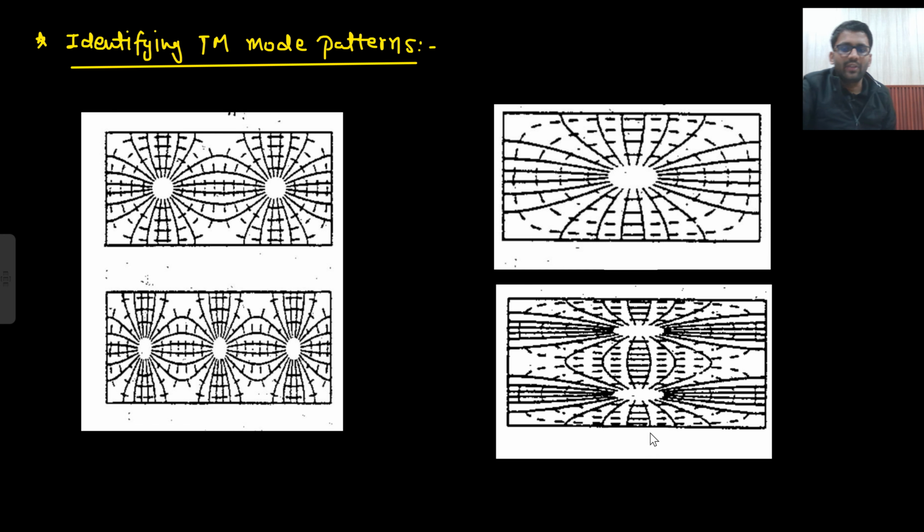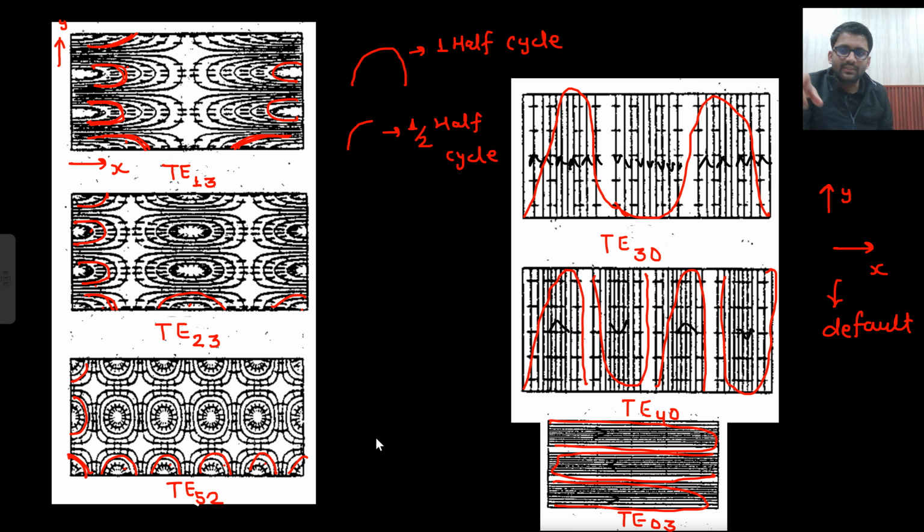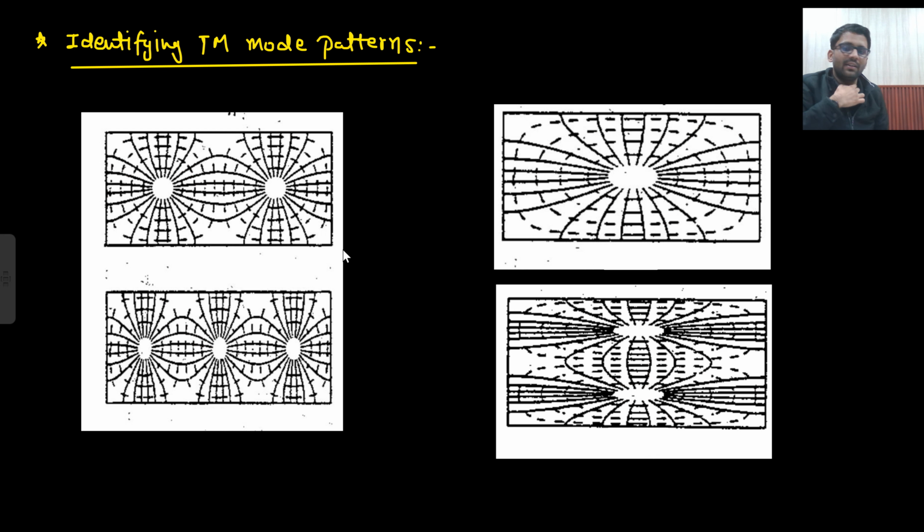Now we will start studying about TM mode patterns. TE mode patterns we already saw. Now first we will see how to differentiate between TE and TM. In TE mode patterns, you can directly see the number of half cycles. Here on y axis I can see 1, 2 and 3 half cycles, and on x axis I can see 1 half cycle. Similarly here as well I can see half cycles on x axis. Here also I can see half cycles, but in TM mode pattern you cannot see half cycles.